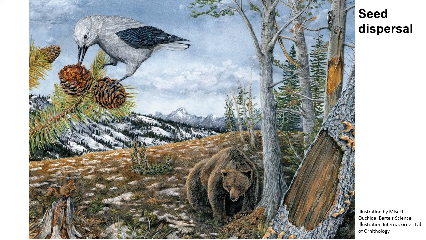So seed dispersal is really important. Some of it happens by wind or water or other sorts of things, but some of it happens by animals, both inside and outside the animal. And that's an important part of tree reproduction to consider. We'll talk a lot more about that as we start to get more into forest ecology.